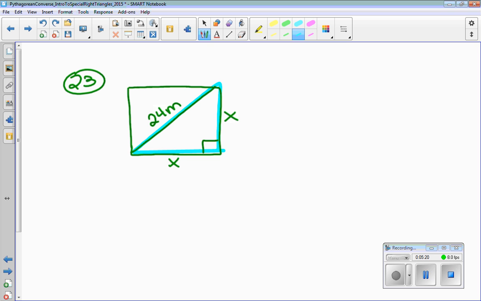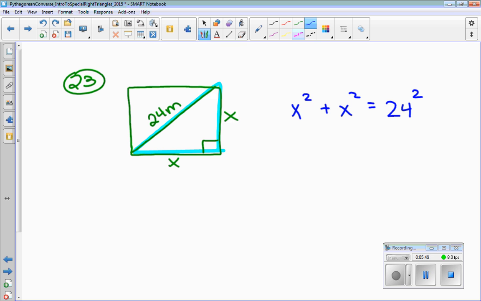And actually today, after we learn about what we call special right triangles, you'll be able to figure out that this is 24 divided by the square root of 2. But you don't know that part yet. So let's just use what we do know, the Pythagorean theorem. I know that x squared plus x squared is equal to 24 squared. Do we agree with that sentiment? Yes? No?